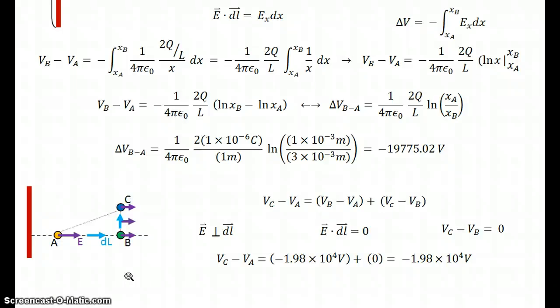So to find the total, I found the sum of the first component, which is negative 1.98 times 10 to the 4th volts, plus the second component, which is 0, to equal negative 1.98 times 10 to the 4th volts. And this is the total change in potential from A to C.